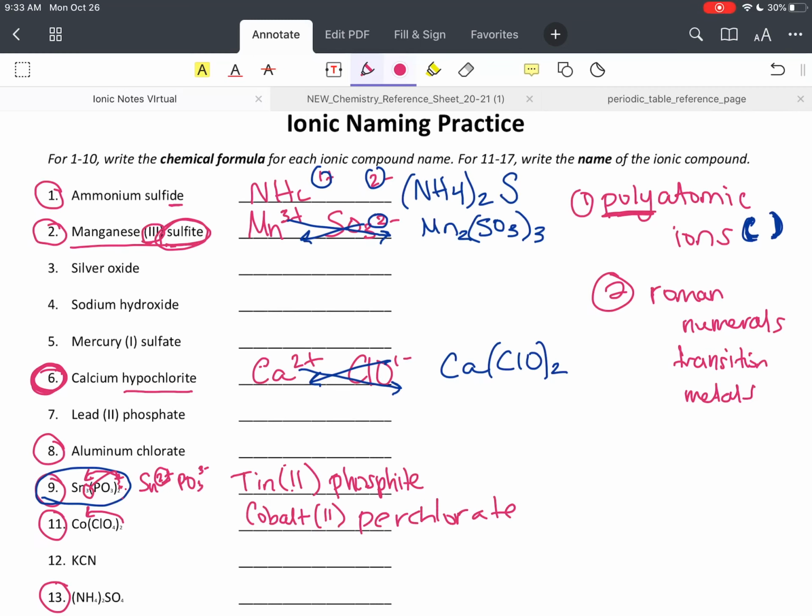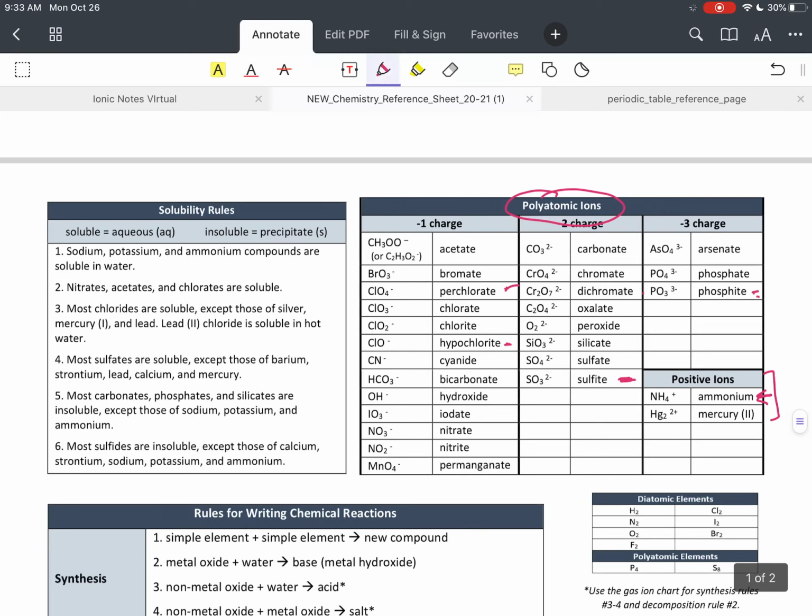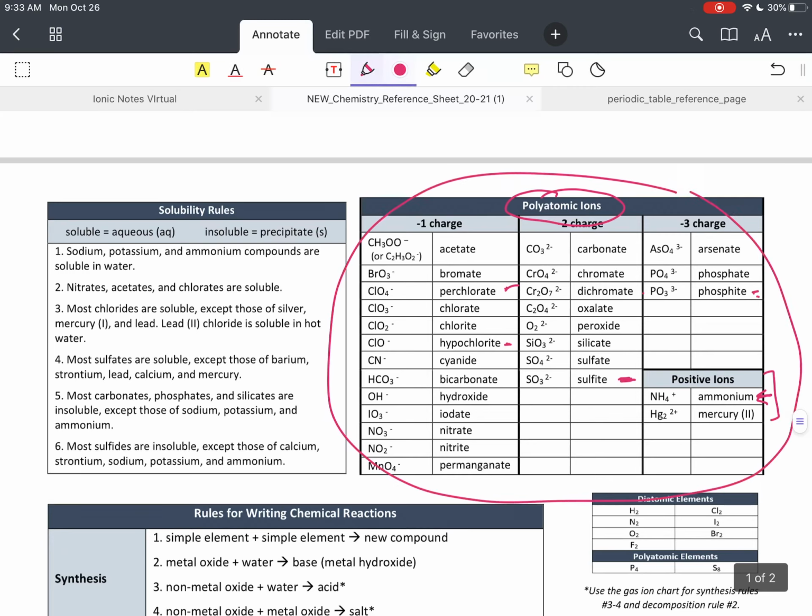Notice these two don't end in "ide" either. 9 and 11 don't end in "ide" because those are polyatomic. So I don't have to change the name. I write exactly what is on my polyatomic chart here. I don't have to do anything to the name.